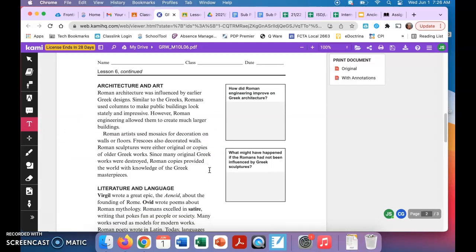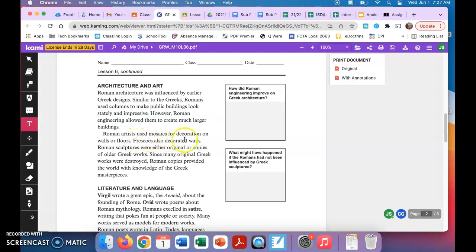Okay, on the second page, architecture and art. We have two questions for this section again. How did Roman engineering improve on Greek architecture? And what might have happened if the Romans had not been influenced by Greek sculptures? Roman architecture was influenced by early Greek designs. Similar to the Greeks, Romans used columns to make public buildings look stately and impressive. However, Roman engineering allowed them to create much larger buildings.